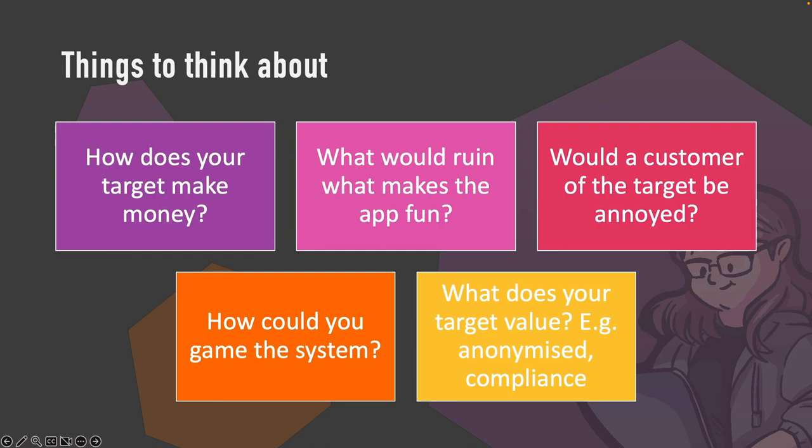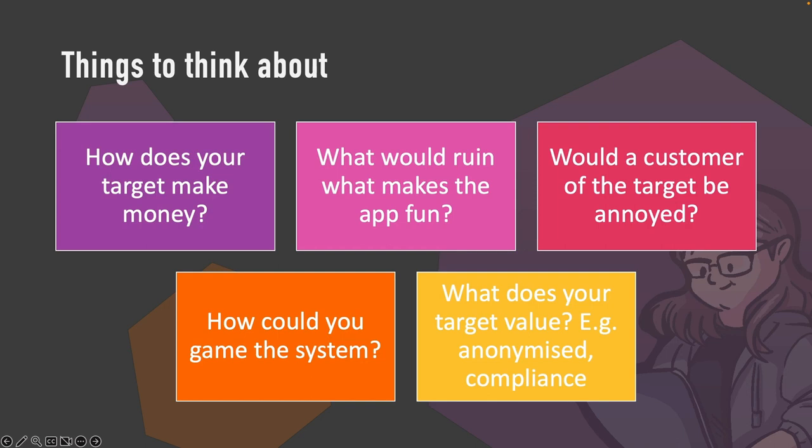So think about the kind of customer that your target has. What would make them annoyed? What would be really frustrating for them? If you've got a university and you're running exams, obviously if a student can cheat, then that would be really serious for them. How could you game the system in place? How could you, say, get your video to the top of YouTube? How could you make more money out of something? And then finally, think about what your target values.